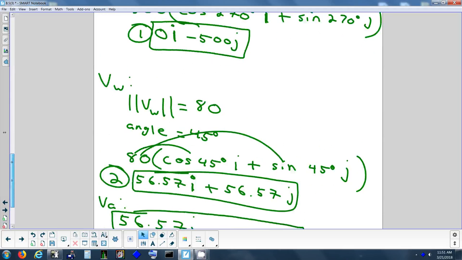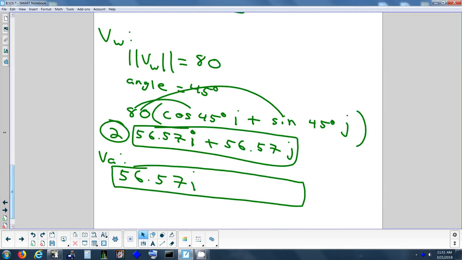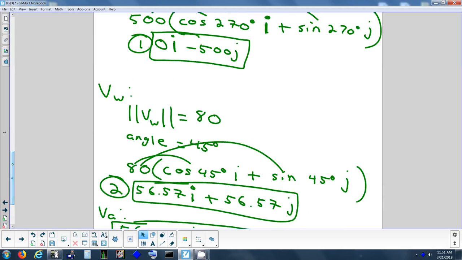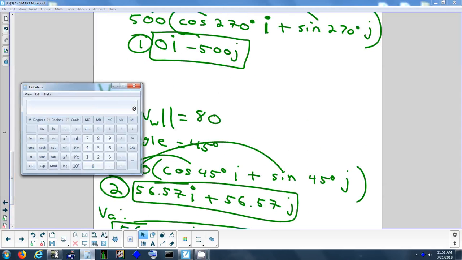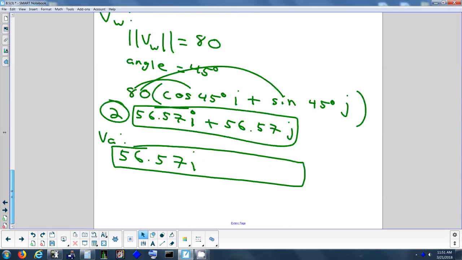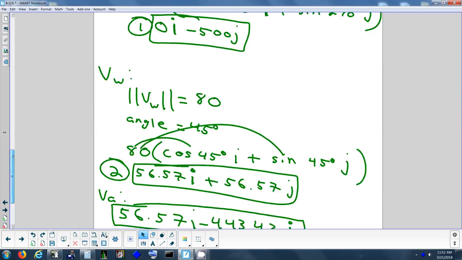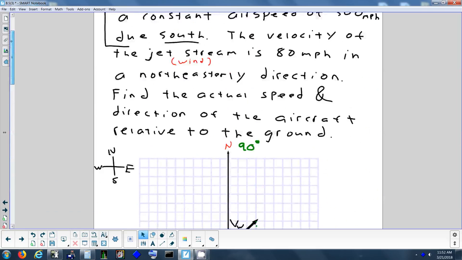And the next part, negative 500 plus 56.57. Okay. Negative 500 plus 56.57 is negative 443.43. Now we have the vector that represents the actual direction the plane is going to go. You can find out whatever you want about it. I think I said to do the magnitude and the direction.